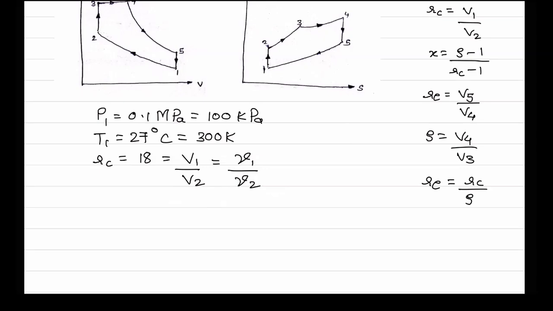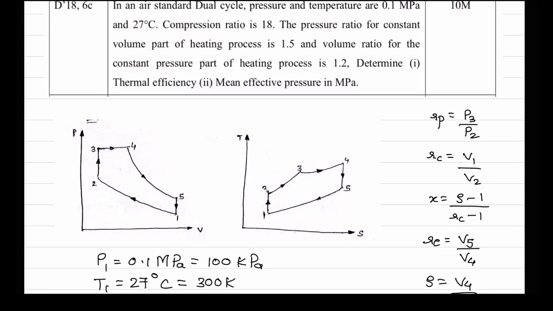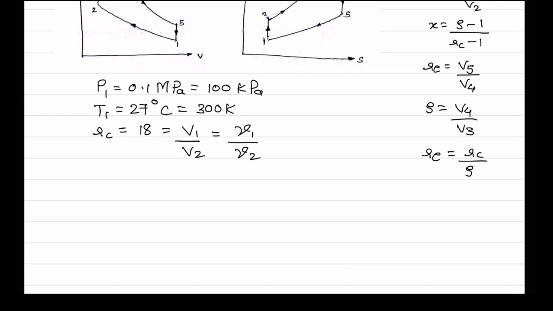Next, if you see the given data, the pressure ratio for the constant volume part of the heating process is 1.5. So P3 by P2 has been given, Rp. It is 1.5. So Rp is 1.5 and it is P3 by P2. This data has been given. So I'll write here, given.